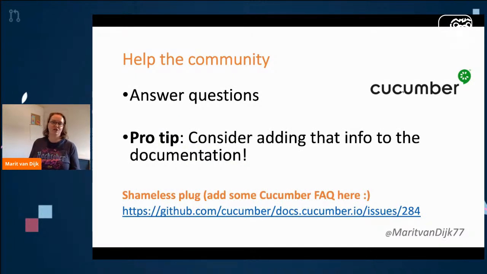And if you notice that you're answering the same questions a lot, then maybe the documentation on that part isn't clear. So you can consider adding that to the documentation. And I'm going to do a shameless plug here. We have an open issue of several frequently asked questions for Cucumber that we would like to add to the frequently asked questions page. And even partial pull requests, picking one of those questions and adding it, would be really, really helpful. So that's a great way to get started on your Hacktoberfest contributions.